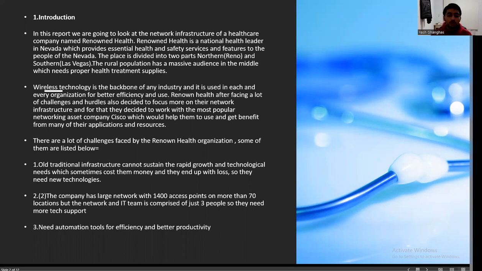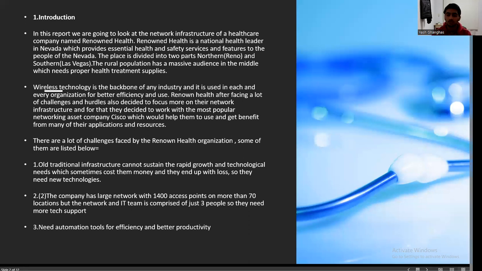According to that case study, Renown Health is a healthcare company that provides its services to people in Nevada. We are supposed to look at the network infrastructure and provide suggestions for improvement. As I already said, Renown Health is a health leader in Nevada, which provides essential health and safety services to the people of Nevada. Nevada is divided into two parts, northern and southern. Northern is Reno and southern is Las Vegas.